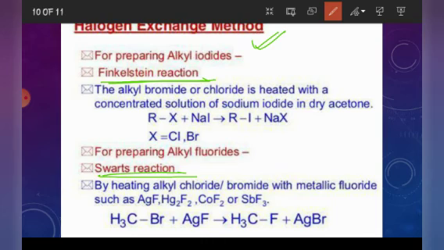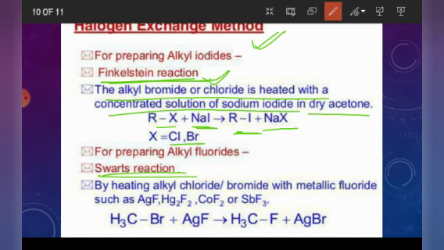In Finkelstein reaction, the alkyl bromide or chloride is heated with concentrated solution of sodium iodide in dry acetone. The reaction is written RX plus NaI giving RI plus NaX. This reaction is known as Finkelstein reaction. Alkyl iodides are prepared by the reaction of alkyl chlorides or bromides with NaI in dry acetone. So alkyl iodides are formed, and this reaction is known as Finkelstein reaction.